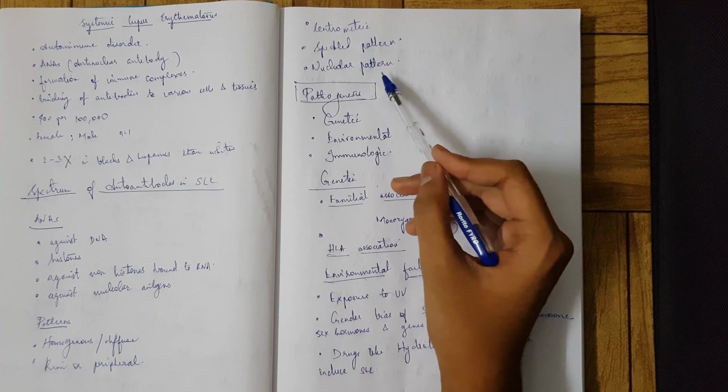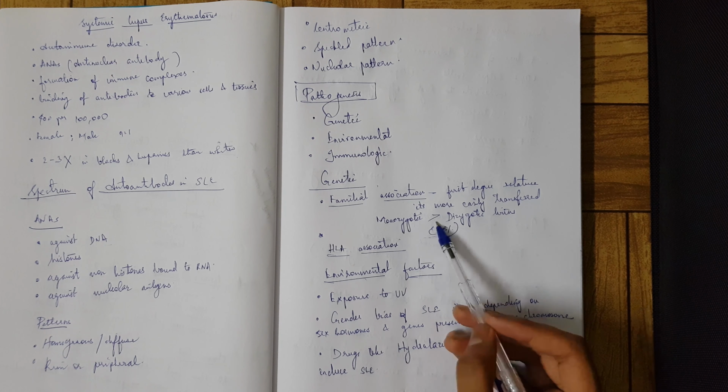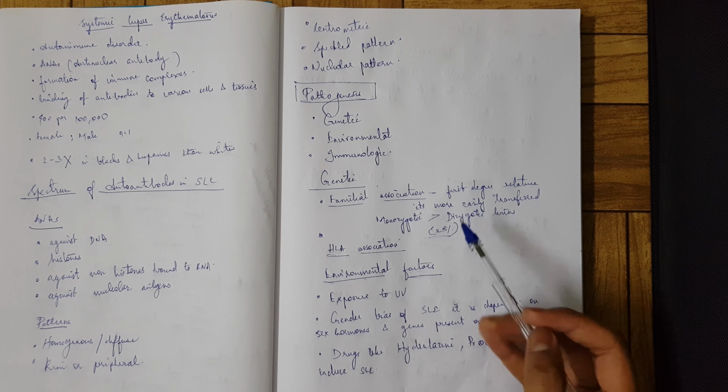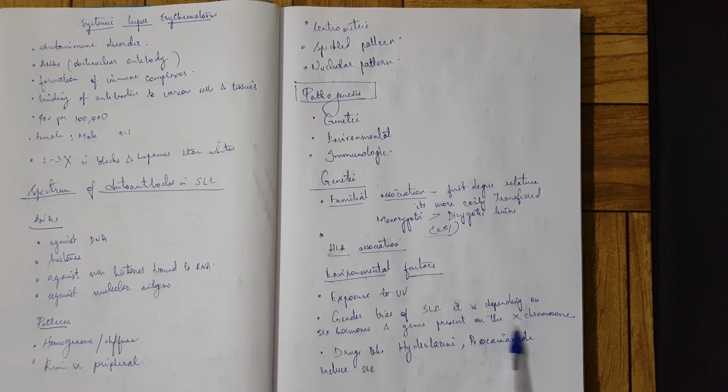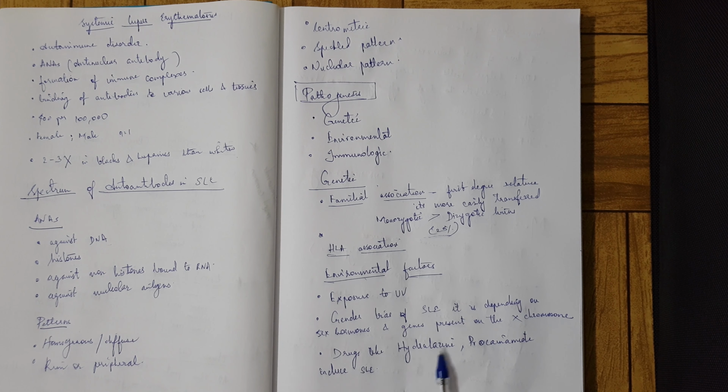Let's look at the pathogenesis. It is divided into three types: genetic, environmental, and immunologic factors. Genetic factors include familial association and HLA association. Familial association means a first degree relative is more probable to get it, and monozygotic twins are more probable to get it than dizygotic twins, that is 25% more probable. Environmental factors include exposure to UV and gender bias of SLE, which depends on sex hormones and genes on the X chromosome. Drugs like hydralazine and procainamide induce SLE.